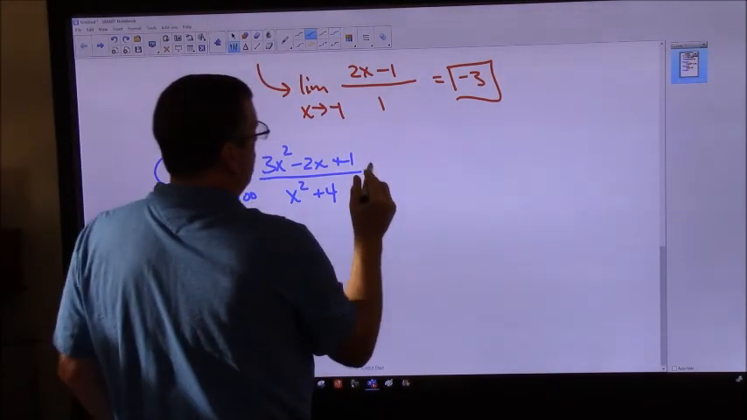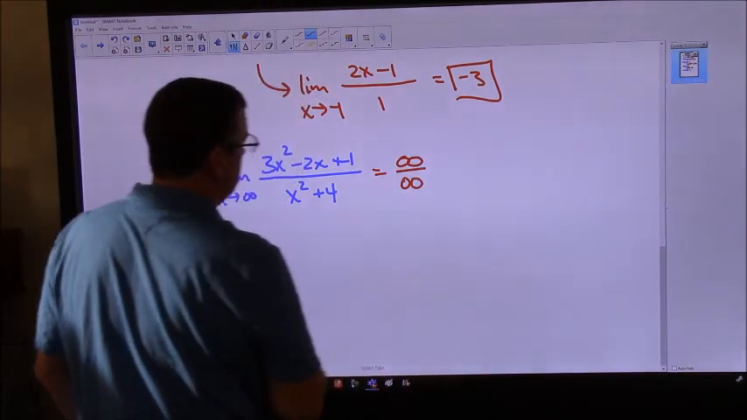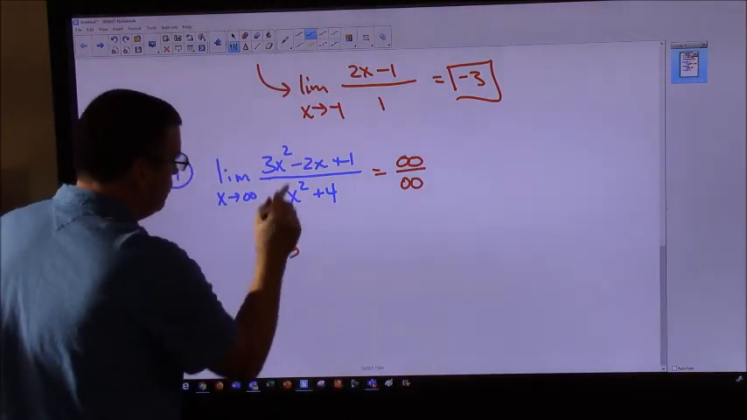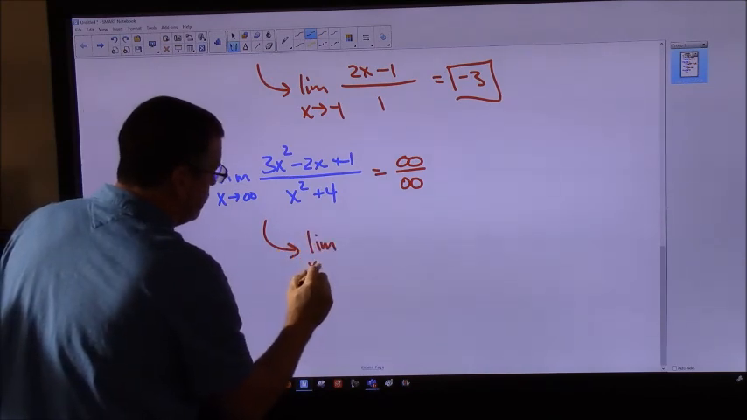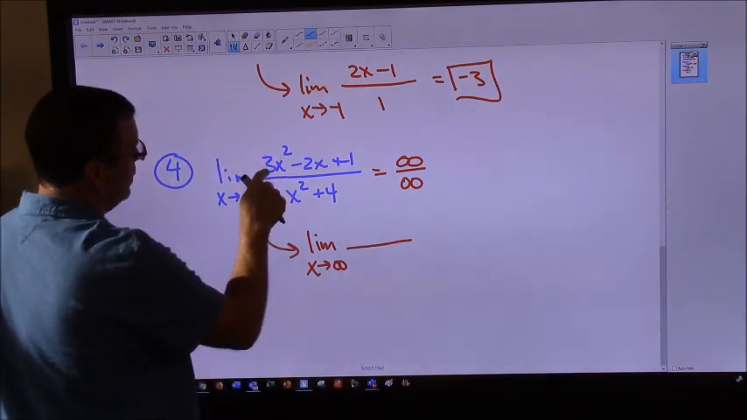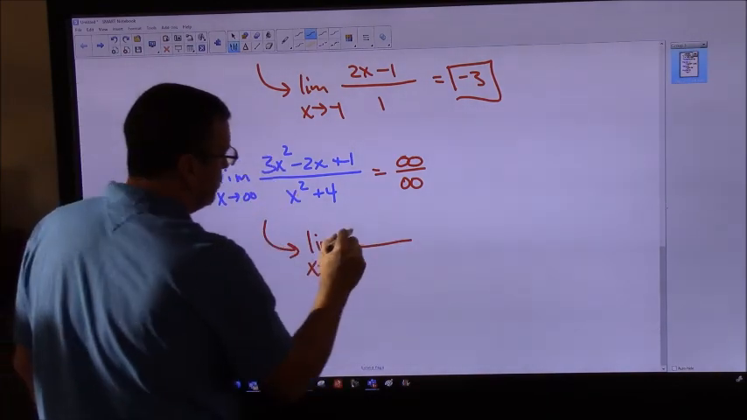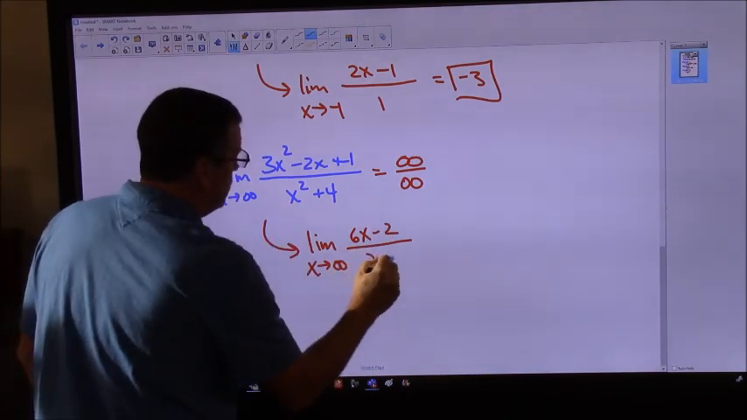All right, so I do get infinity over infinity. So that means I can take the derivative of each of these. So the limit as x approaches infinity. Here we're going to get 6x minus 2. Down here I'll get 2x.